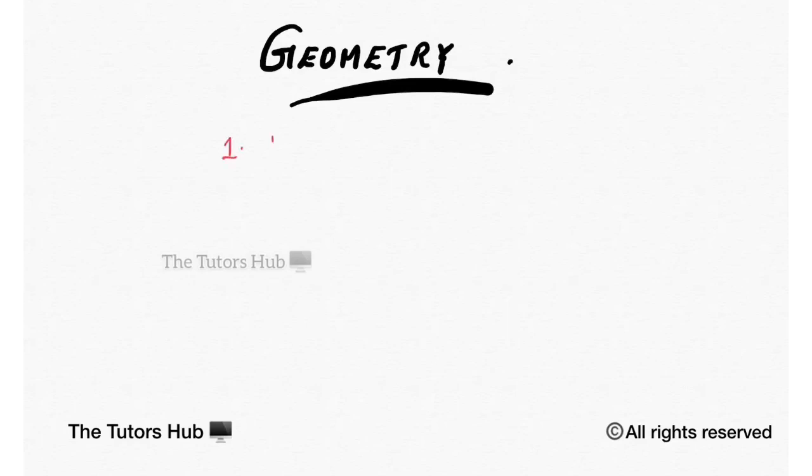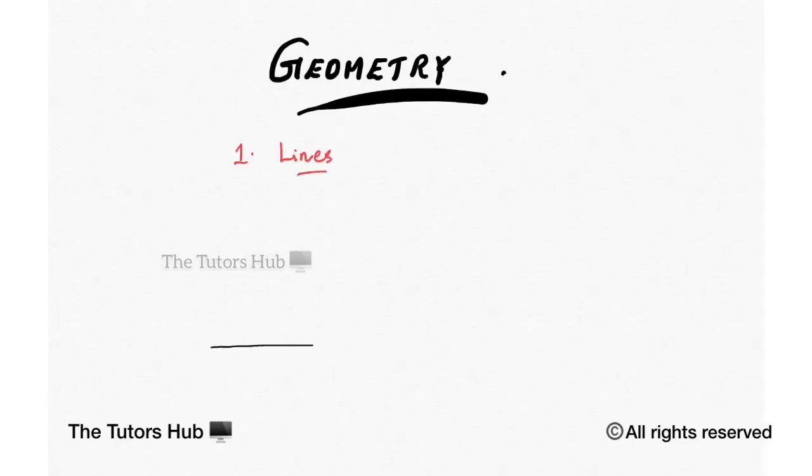So we are going to look in this at geometry. Our topic is geometry, and first we are going to look at lines. So let us understand what a line is. For that, you have to know the basic Cartesian coordinate system, which consists of four quadrants.